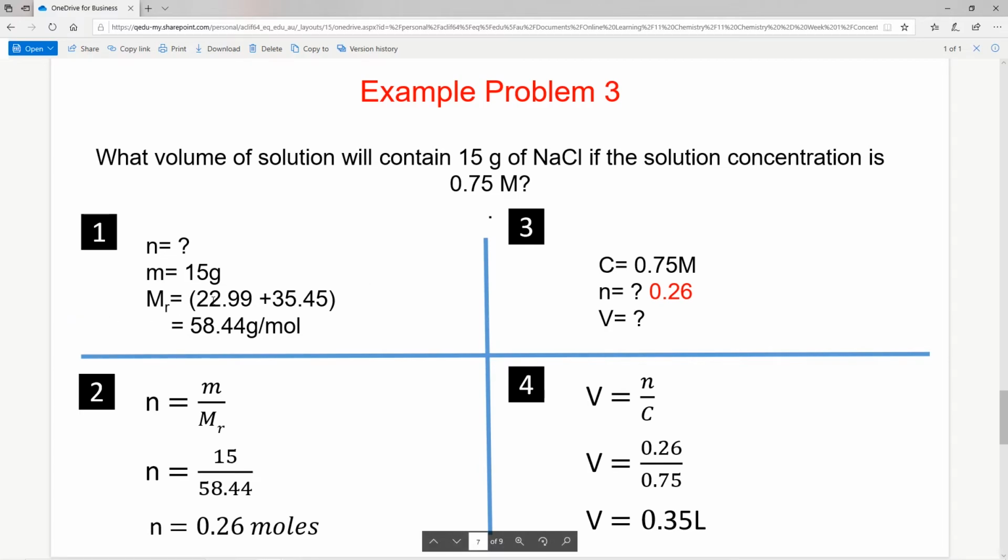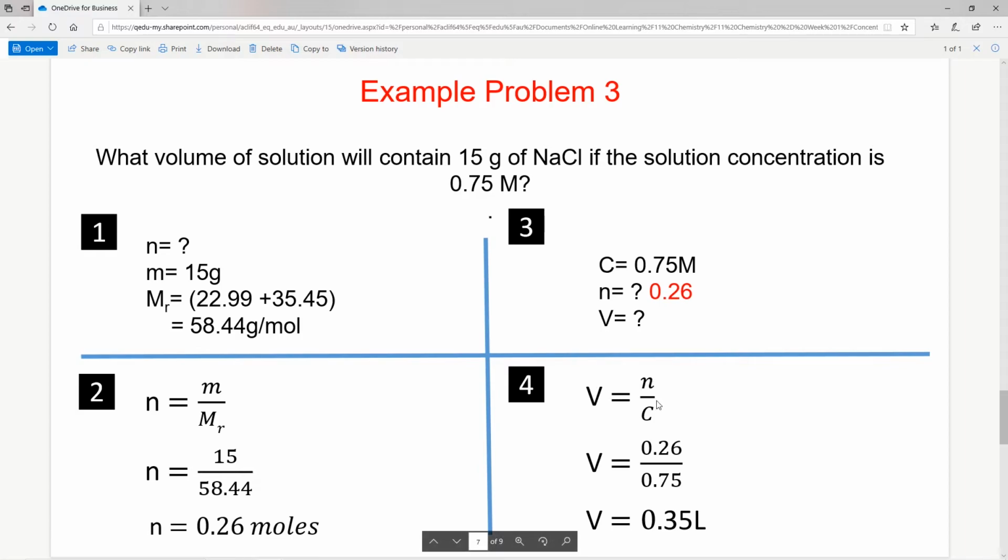So again, writing the stuff down is sodium chloride again. So it's got the same molecular mass. We've got a different mass though this time. So when we go through and calculate all of this, we end up with 0.26 moles. That number is then put up here in our concentration equation information, and then we use our triangle to work out how do we calculate volume.